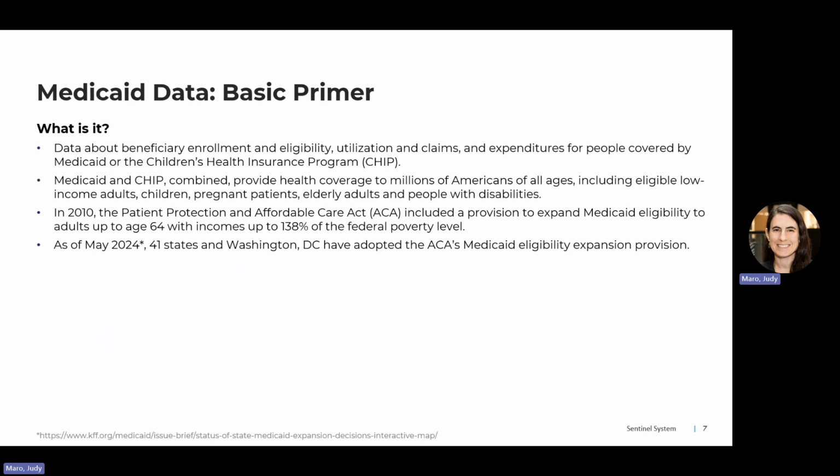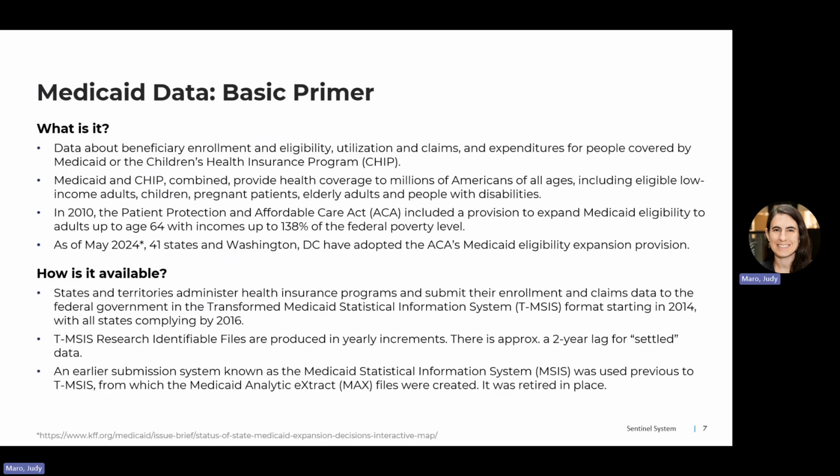In 2010, the Patient Protection and Affordable Care Act included a provision to expand Medicaid eligibility to adults up to age 64 with incomes up to 138% of the federal poverty level. And as of May 2024, 41 states and Washington, D.C. have adopted this Medicaid eligibility expansion provision.